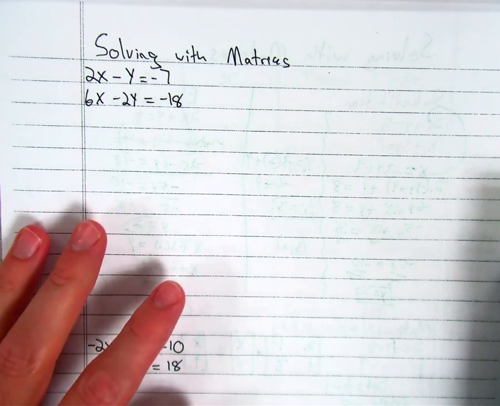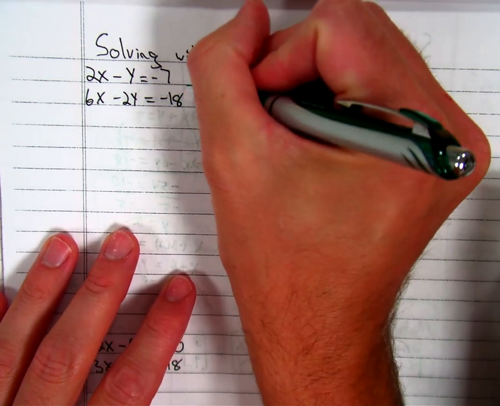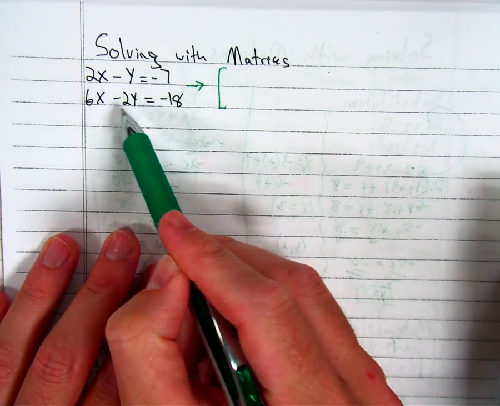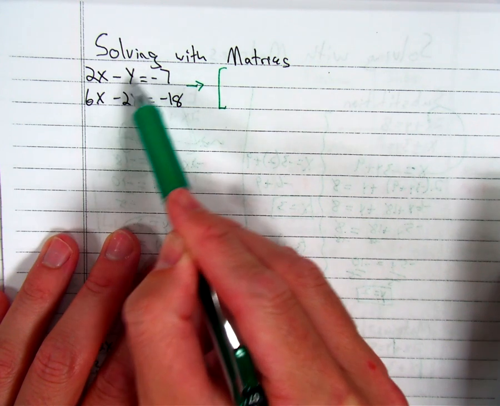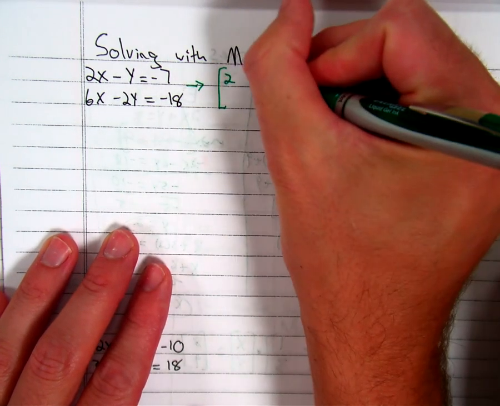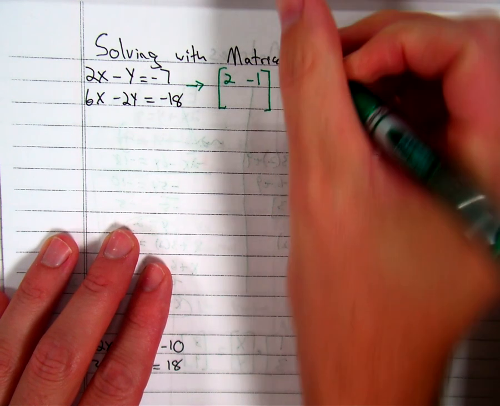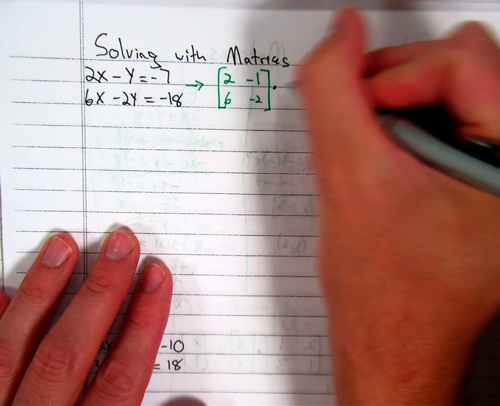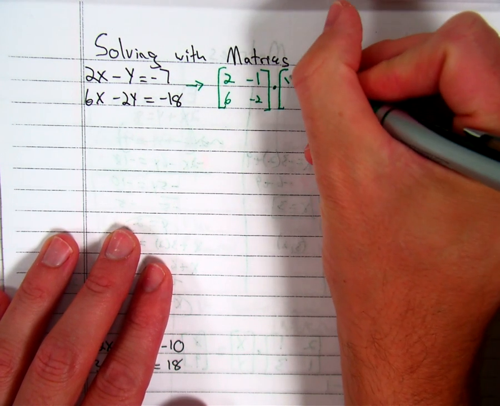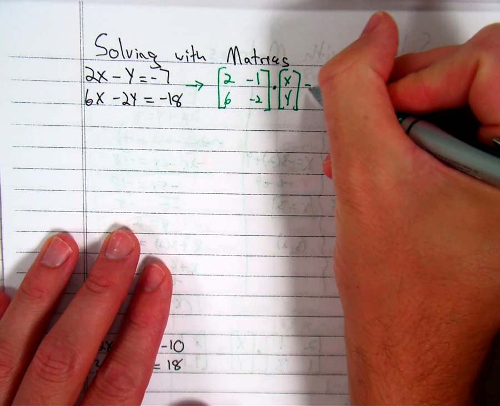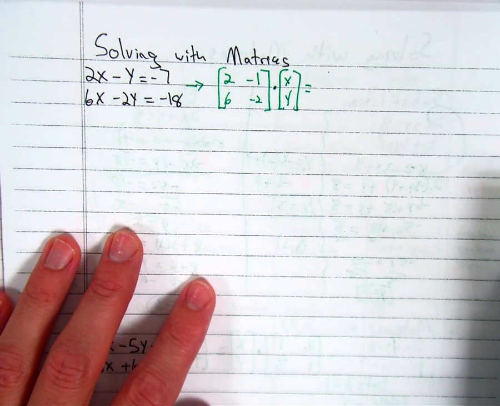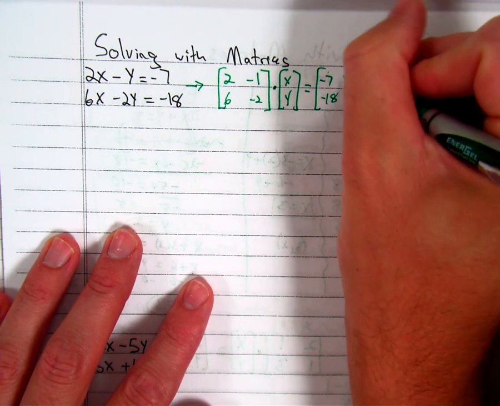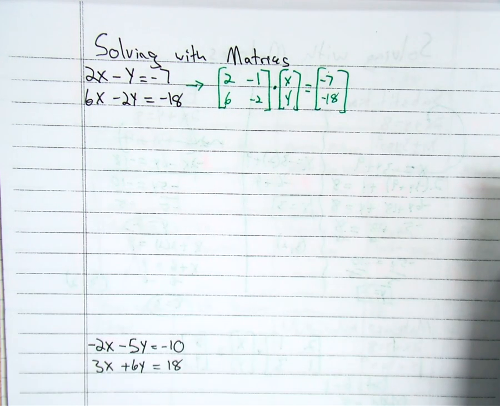Okay, let's turn this into matrix form. We're going to copy the coefficients. 2, negative 1y. So 2, negative 1 there in the top row. 6, negative 2. Then your variable matrix, x, y, equals negative 7, negative 18. Okay, so there's our setup.